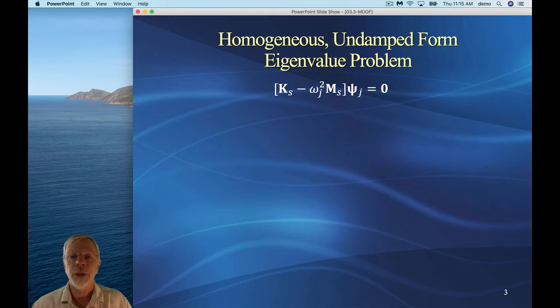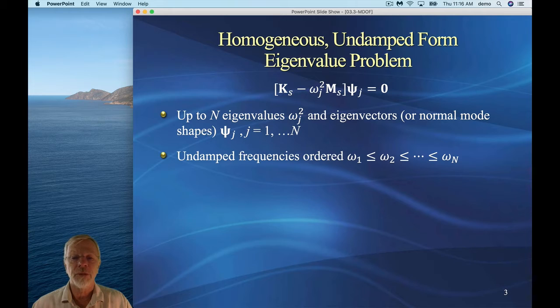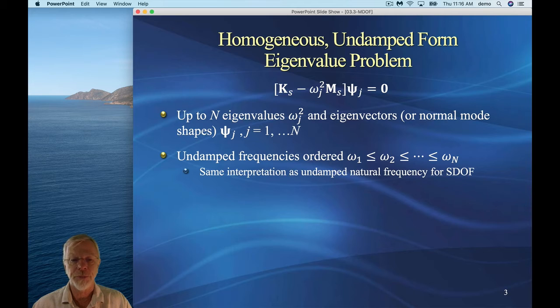Now psi j is an n×1 vector of nodal displacements, and omega j is the natural frequency. There are up to n eigenvalues omega j squared and n eigenvectors psi j, also referred to as normal modes. There may be fewer, but there are a maximum of n. By convention, the undamped frequencies are ordered from smallest to largest, so omega 1 is the smallest natural frequency, and omega n is the largest natural frequency.